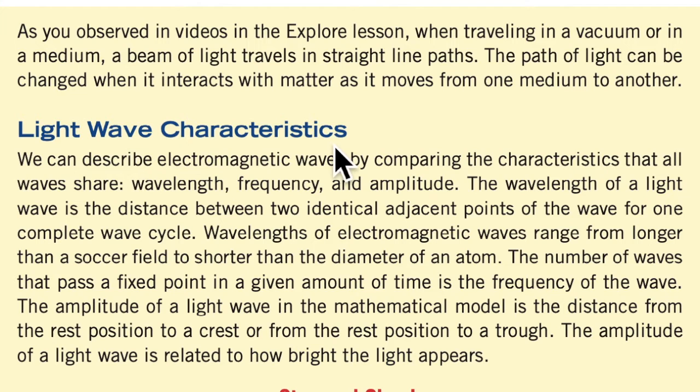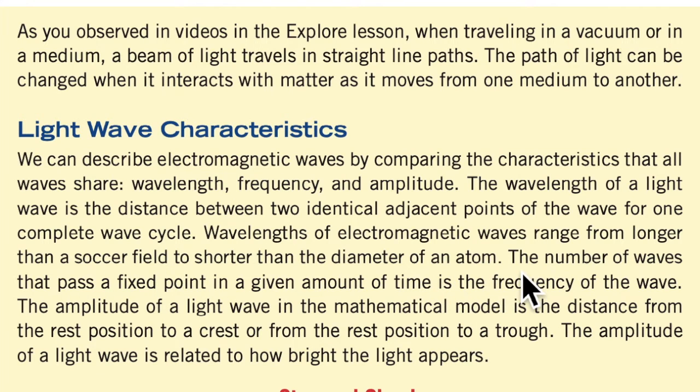Light wave characteristics. We can describe electromagnetic waves by comparing the characteristics that all waves share: wavelength, frequency, and amplitude. The wavelength of a light wave is the distance between two identical adjacent points of the wave for one complete wave cycle. Wavelengths of electromagnetic waves range from longer than a soccer field to shorter than the diameter of an atom.